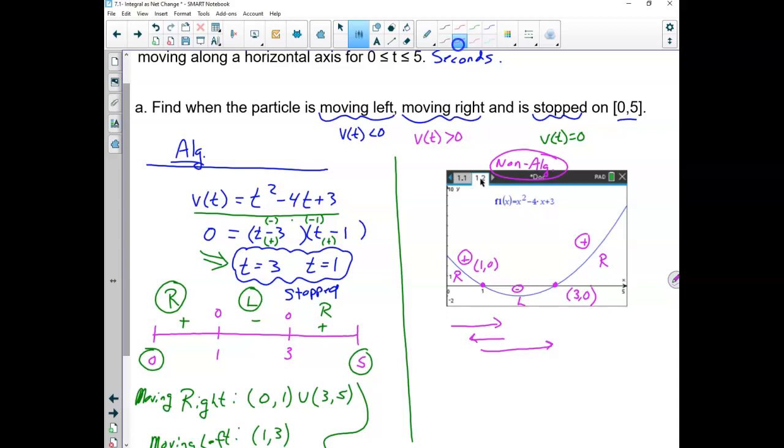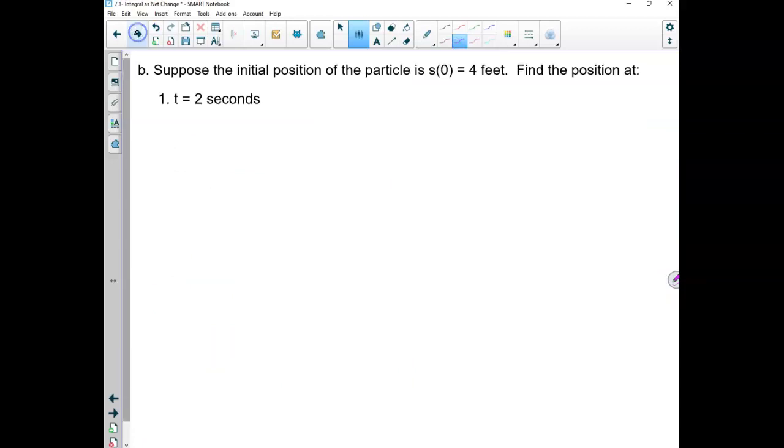And you're going to have those on there. When is the particle moving right, left? When did it change direction? We're just going to graph our function if it's calculator active. It's fast, it's short, it's sweet. Next thing we're going to do is suppose the initial position of the particle is s of 0 equals 4 feet. We're going to find the position at t equals 2 seconds.